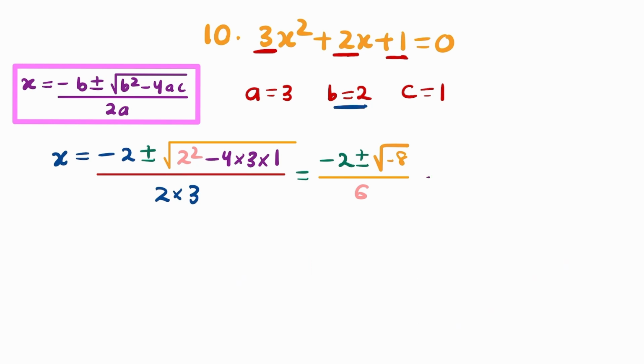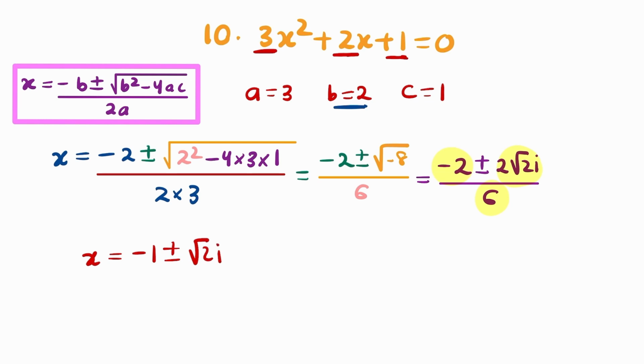So now we can rewrite the equation again: minus 2 plus or minus 2 square root of 2 i over 6. So now can you see here? Minus 2, 2 root 2 i, and then also 6. All the three terms are divisible by 2. So what can we do in order to simplify the equation further? We can divide all the terms by 2. x equal to minus 2 divided by 2 is minus 1, plus or minus 2 root 2 i divided by 2 will give us root 2 i, over 6 divided by 2 is equal to 3.